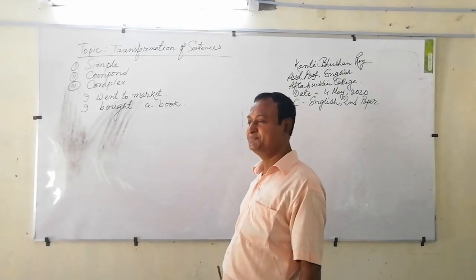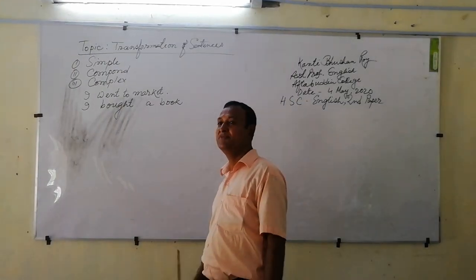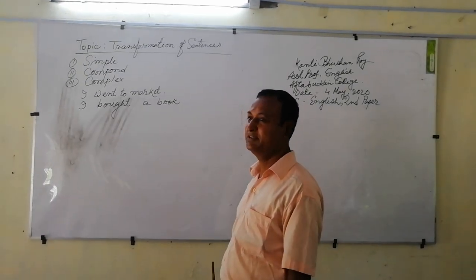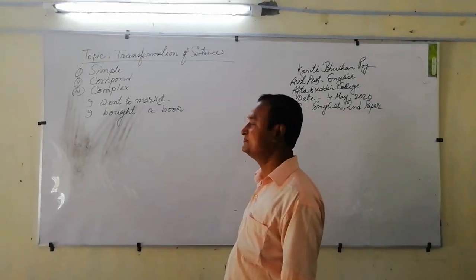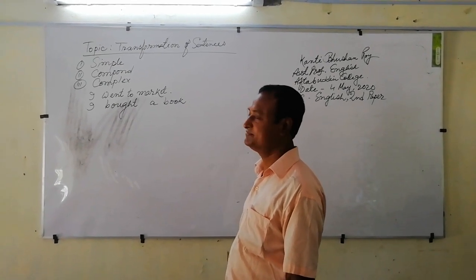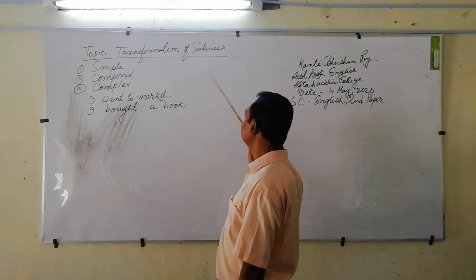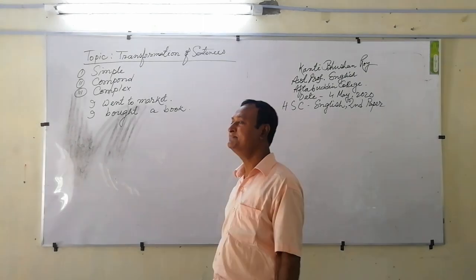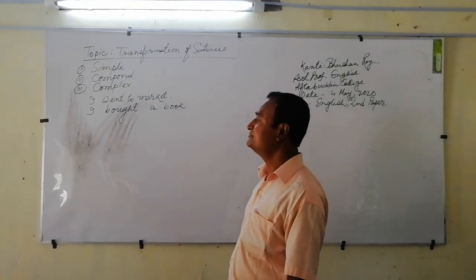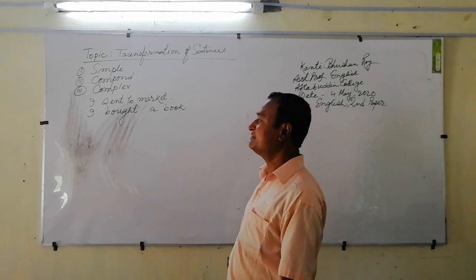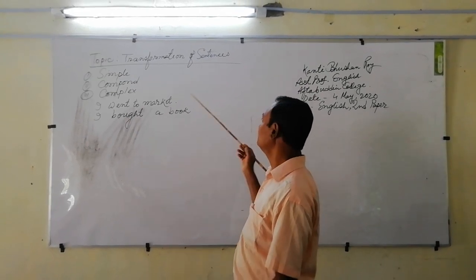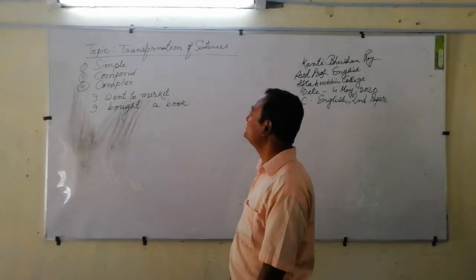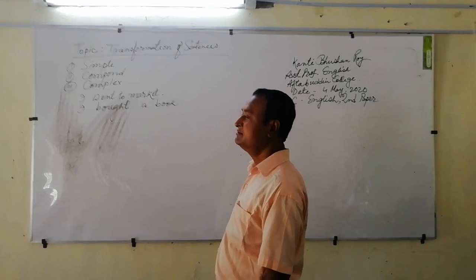What a sentence is? A sentence is a group of words in a collecting order that gives us a complete sense. This is a sentence. A sentence can be classified in two ways. You know it already. First of all, it is classified on the basis of meaning. And on the basis of meaning, sentences are of five kinds.